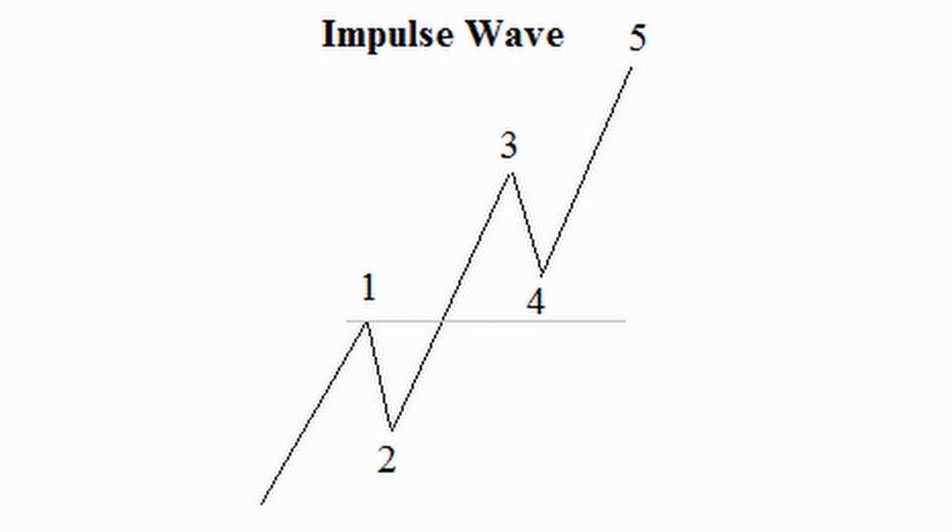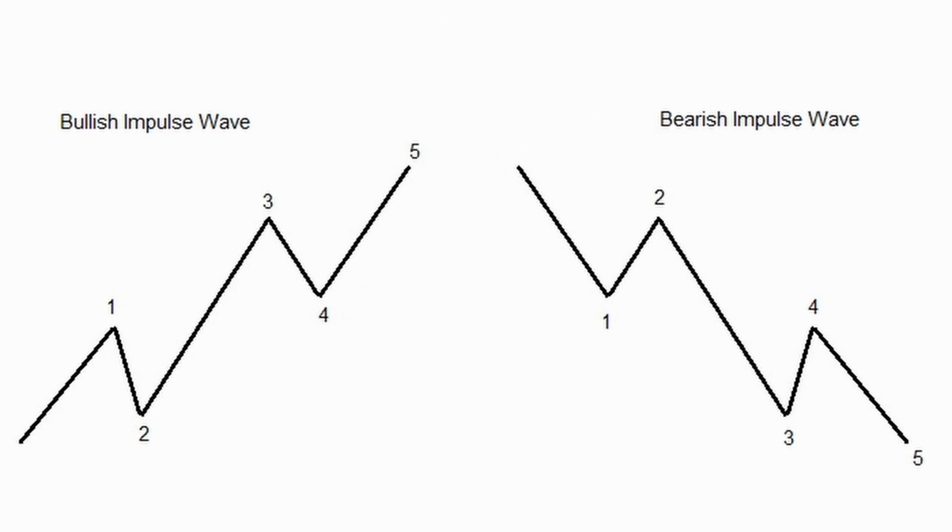A few key rules define an impulse wave. First, waves 1, 3, and 5 move in the direction of the trend, while waves 2 and 4 move against it. Second, wave 3 cannot be the shortest of the 3 impulse waves, 1, 3, and 5. And third, wave 4 should never end in the price territory of wave 1. These rules help traders identify and confirm impulse waves in real time.